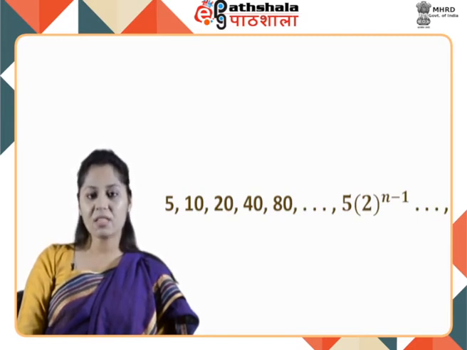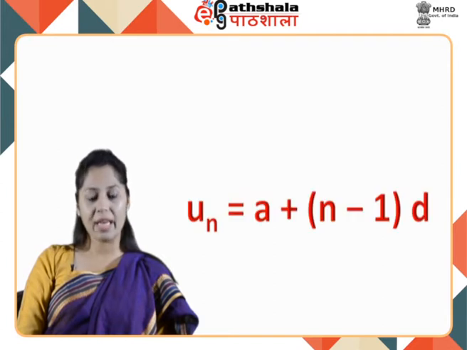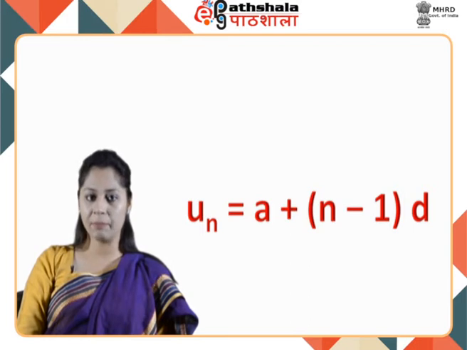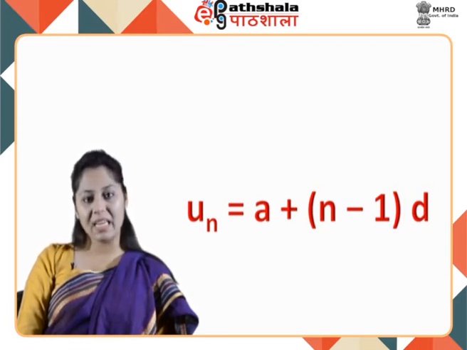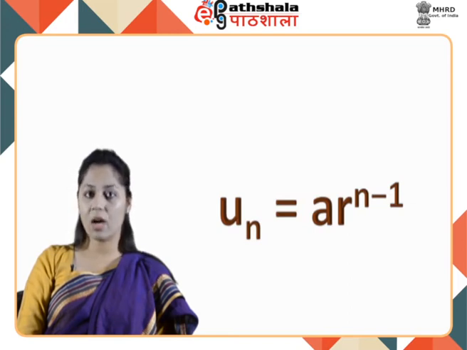In an arithmetic sequence with first term a and common difference d, the formula for the nth term is un = a + (n - 1)d. In a geometric sequence with first term a and common ratio r, the formula for the nth term is un = a × r^(n-1).